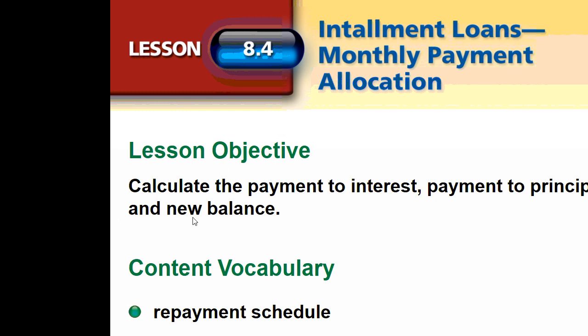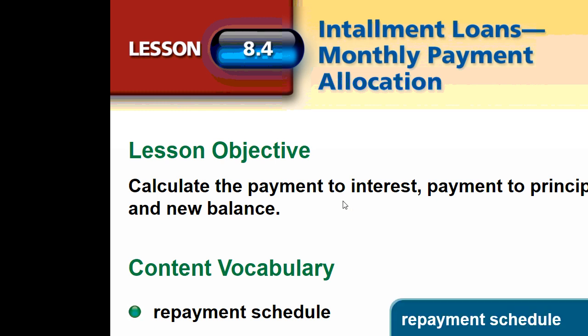And our vocabulary is repayment schedule. All right, so on your notes, please write repayment schedule. A repayment schedule shows the distribution of interest and principal over the life of a loan. So it tells you what your payment is going to, how much of that goes to paying the interest rate costs, and then how much goes to pay the original loan amount.